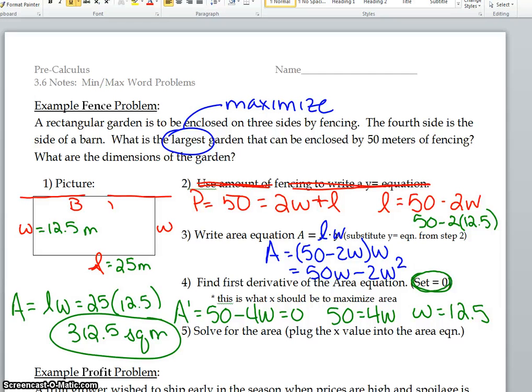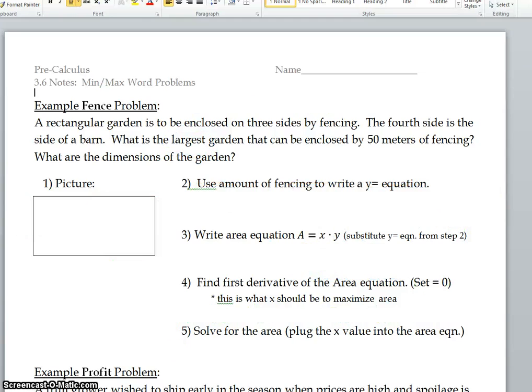Okay, so just a quick review. You're going to try and write either length or width in terms of the other variable, multiply your length times your width, okay, get that area equation, take the first derivative, set equal to 0, and then find the things that we need to answer the question.